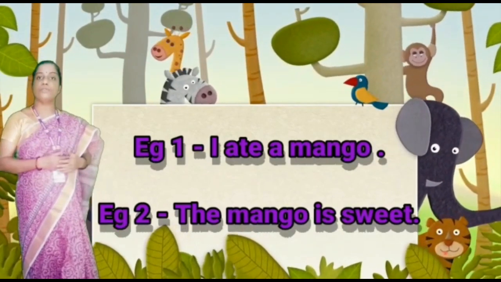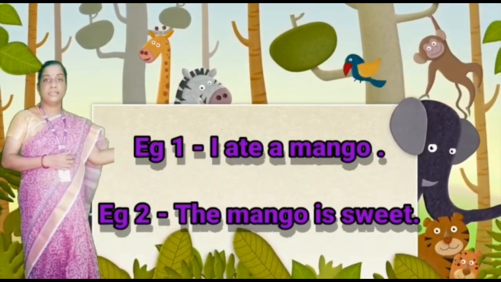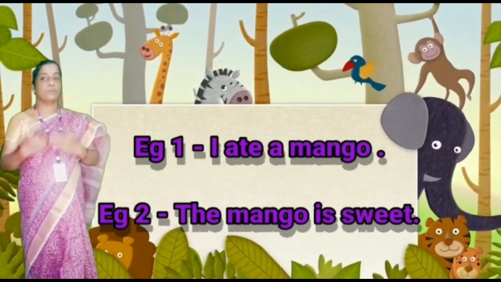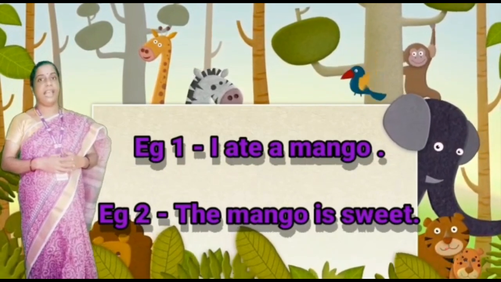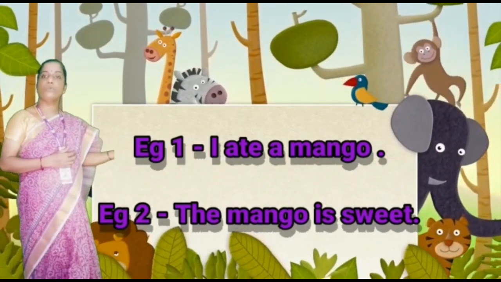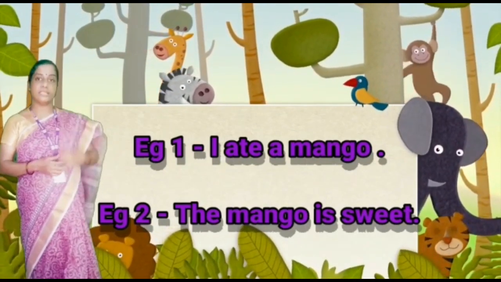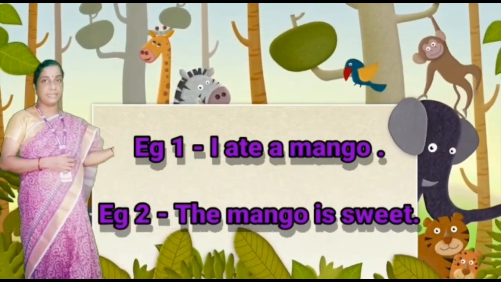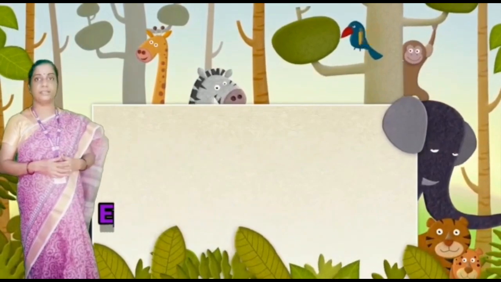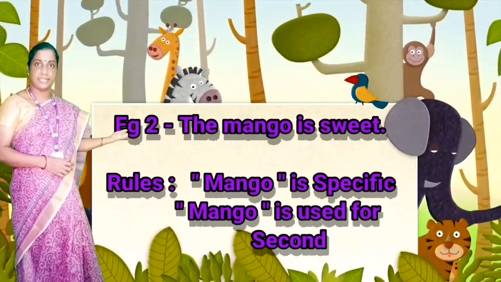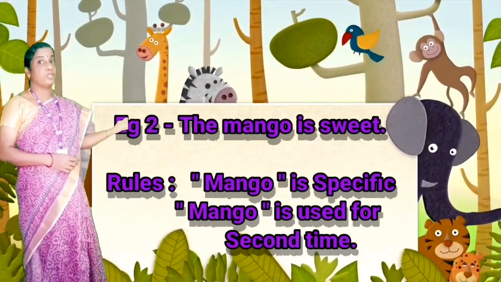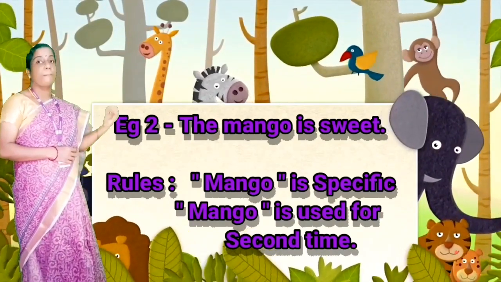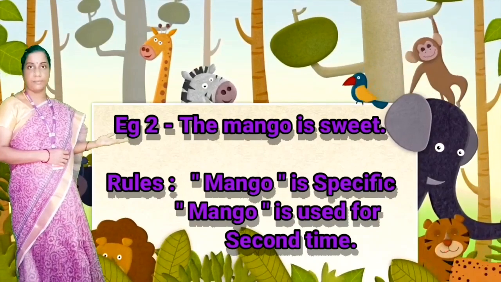So why have we used an article a before a noun? Because we have spoken in general and we are talking about this mango for the first time. So we have used an article a here. Look at the second sentence: The mango is sweet. Here we have used the before the noun.